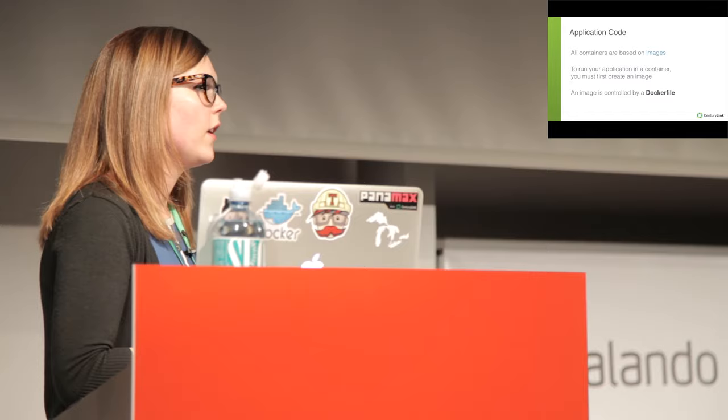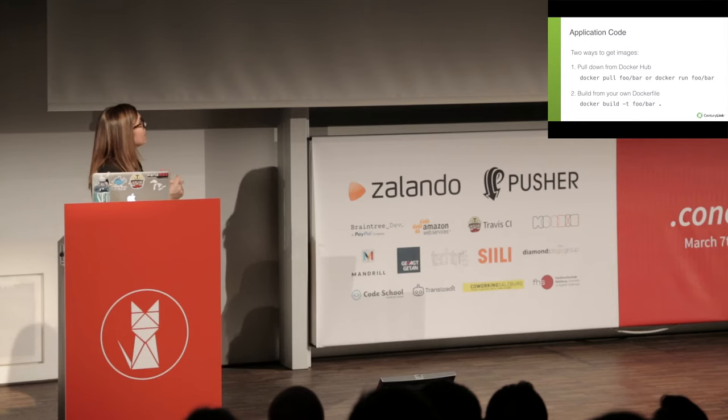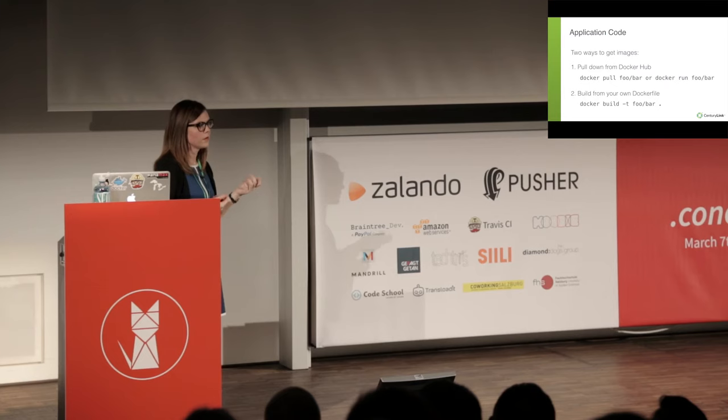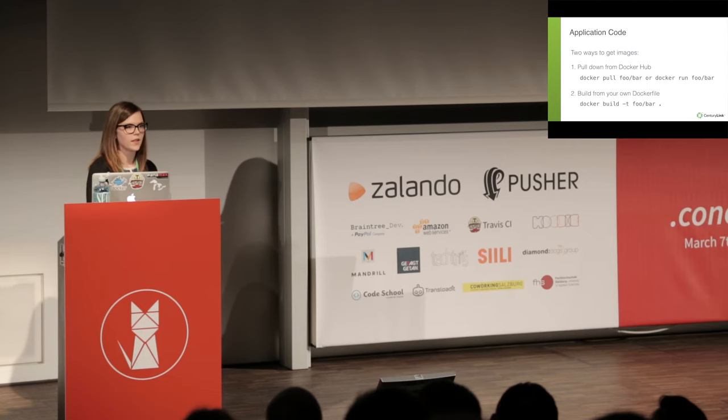A Dockerfile is just a set of instructions that tells Docker how to package your code for you. There are two ways that you can get these images. One is that you don't have to interact with the Dockerfile directly. You'll interact with something called the Docker Hub, which is basically like GitHub for Docker images. So you can interact with it, push, pull, docker push, et cetera, just like you would with GitHub. It's very similar feeling.